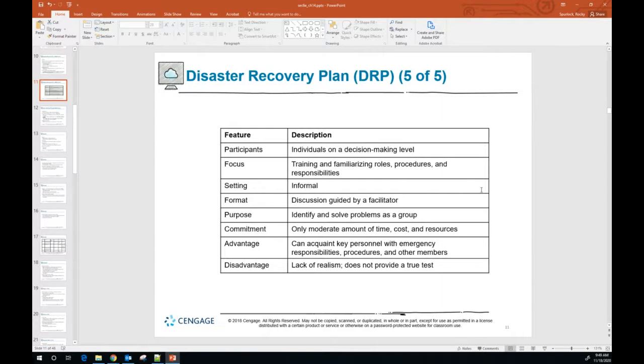Advantages of disaster recovery plan tabletop exercises: people can become familiar with their responsibilities in emergency procedures and with other members of the team. The disadvantage is that it does lack realism. This does not provide a true test. People will react differently under pressure than when they have an informal discussion.